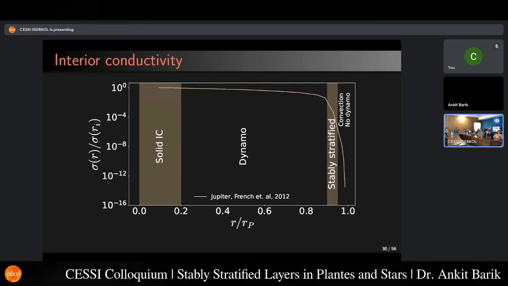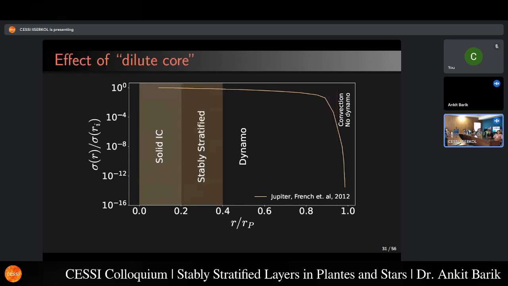And once we have done that, we look at where to place the stably stratified layer. The idea is to place a stably stratified layer somewhere around here where the conductivity is just beginning to decay away. It might just have the right amount of filtering.